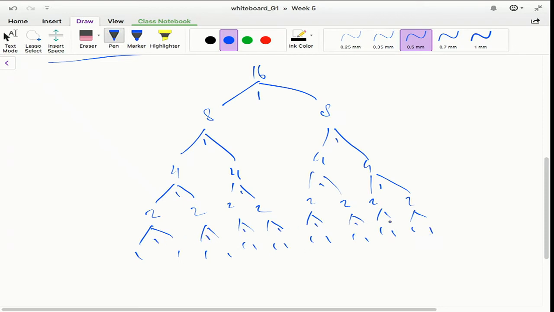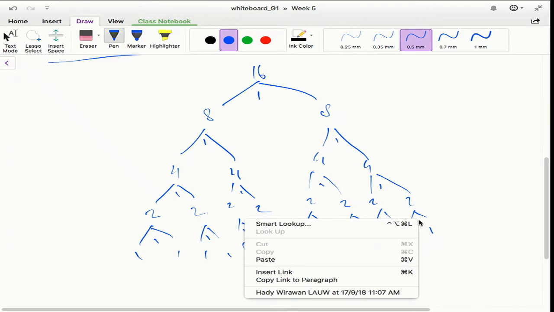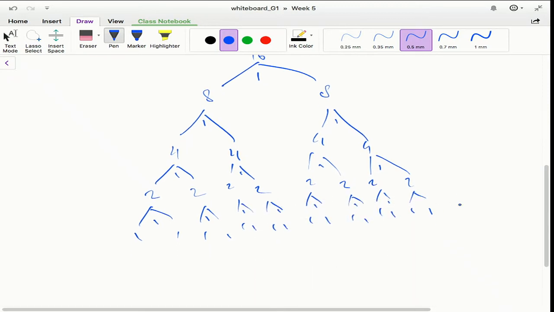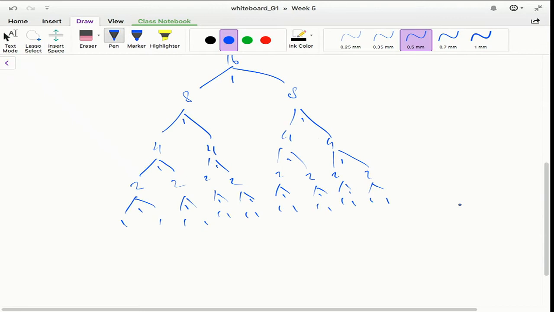Do we still have any more recursive calls? Yes. So we have one more time, right? Because 1 here is not yet the base case. So we're going to come into this condition. So we're going to have 2 calls to zeros.